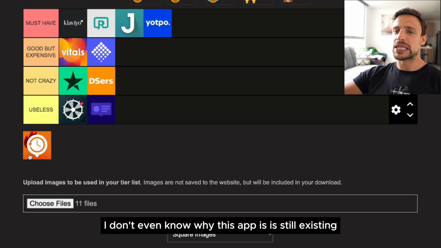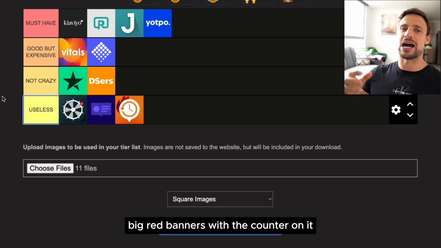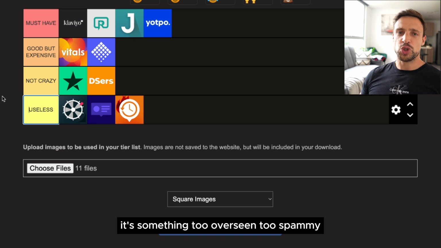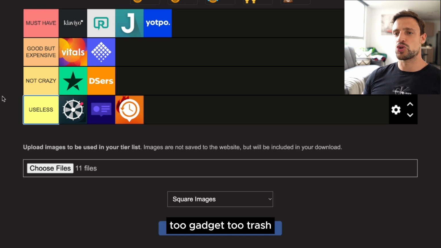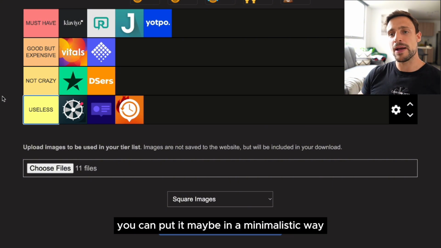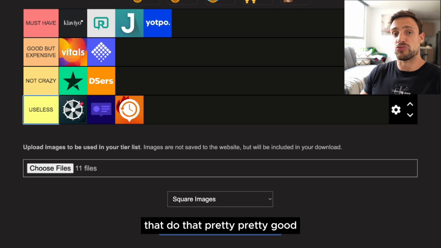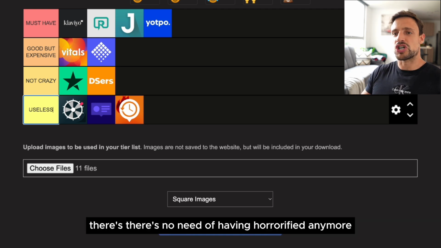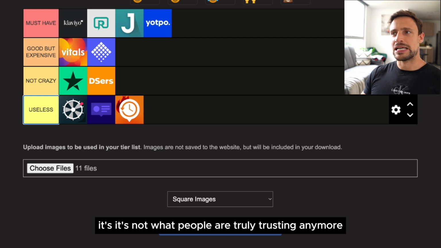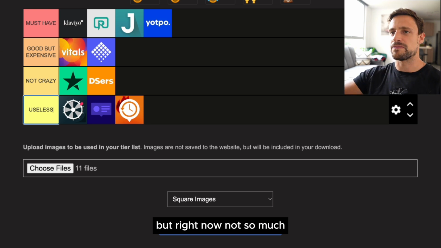Hurrify, I don't even know why this app is still existing. Honestly, for me, it's useless, because this scarcity, big red banners with a counter on it, is something too overseen, too spammy, too gadget, too trash. I wouldn't trust those sites anymore. You can put it in a minimalistic way, but today you have some themes that have this incorporated, or even Vitals, for example, that do that pretty well. So for me, there's no need to have Hurrify anymore. It's not what people are truly trusting right now. Again, it worked a couple of years back, but right now, not so much.